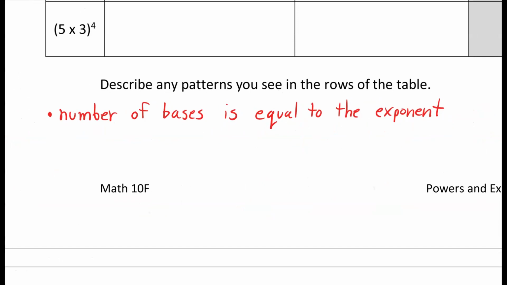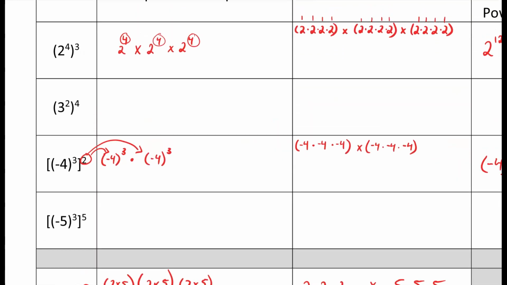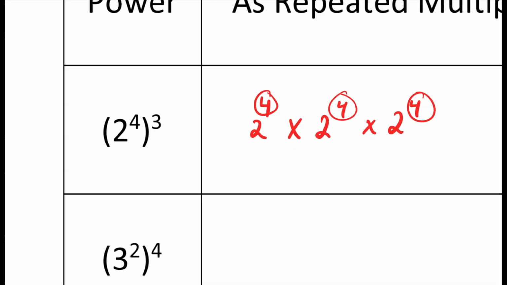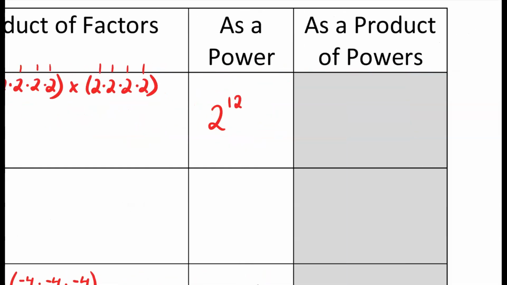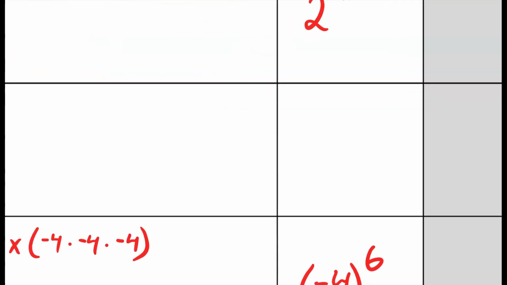The next thing that we should have noticed is the power of a power, you multiply the exponents. When we did our first example here, we had 2 to the power of 4 inside the brackets to the power of 3. So we multiplied this together. So 4 times 3 equals 12. And that gave us our final answer of 2 to the power of 12.